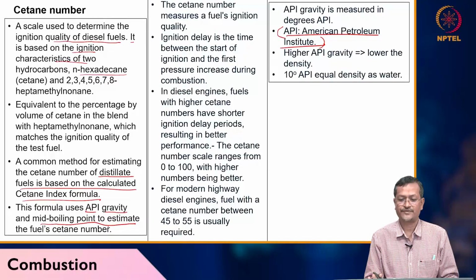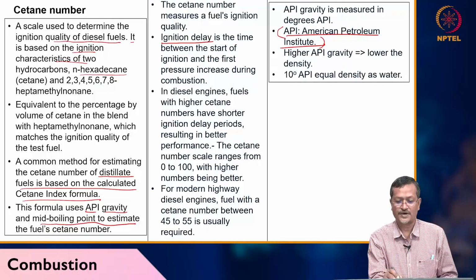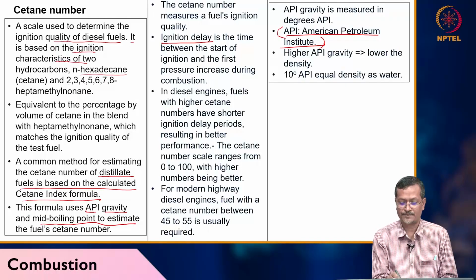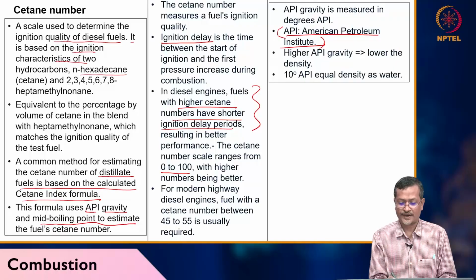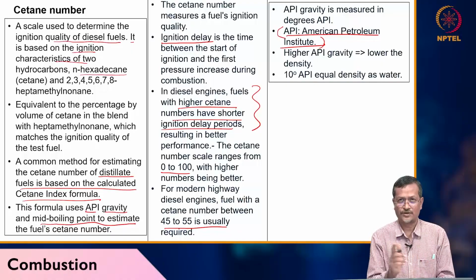The cetane number measures the fuel's ignition quality. Ignition delay, a definition you should remember, is the time between the start of ignition and the first pressure increase during combustion. In a diesel engine, fuel with a high cetane number has a shorter ignition delay, resulting in better performance. The cetane number scale ranges from 0 to 100, with a higher number being better. For modern highway diesel engines, fuel with a cetane number of 45 to 55 is usually required. You should remember these digits, or at least give approximate values, because sometimes we ask in the exam.